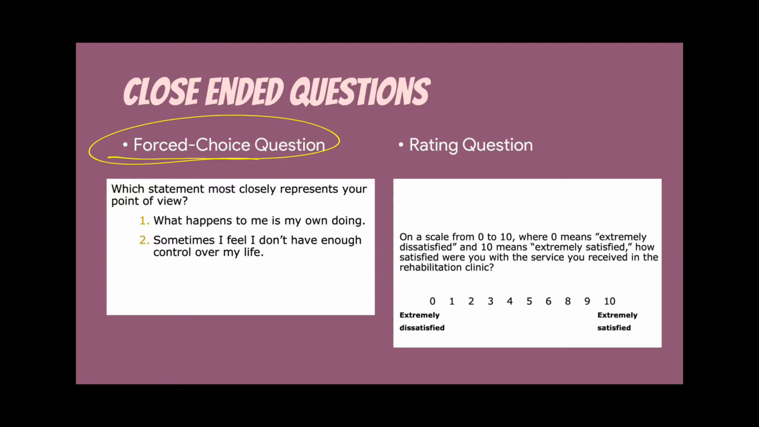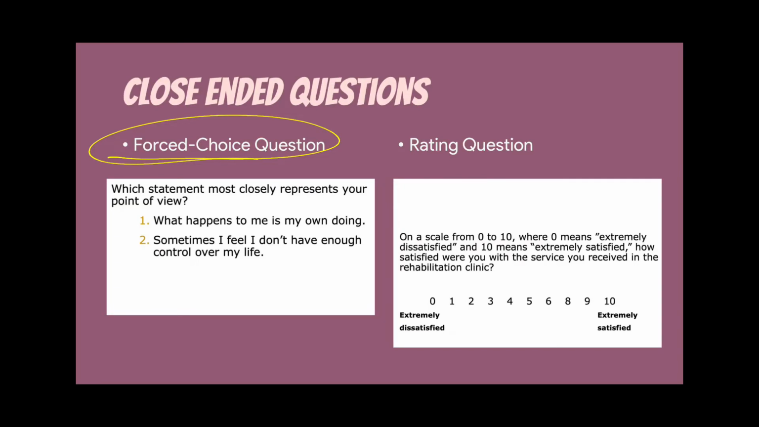Next is a forced choice question, which is an example of a dichotomous question, which basically doesn't, again, offer a middle ground. Like, for example, what statement closely represents your point of view? "What happens to me is my own doing," or "Sometimes I don't feel I have enough control over my life." So there's no middle ground. This is usually used for more psychological variables.